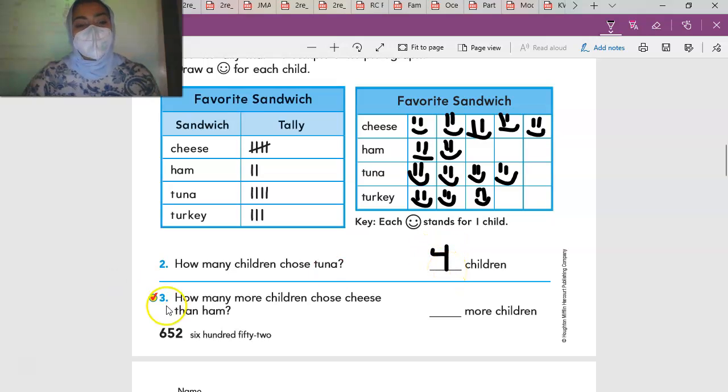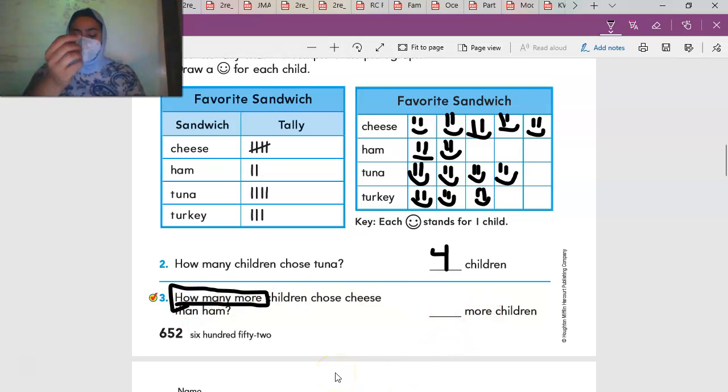How many more? Whenever you see a math question like that, it needs to be boxed. And if it's not boxed, I'm counting it wrong. Even if you do get the right answer, I'm still counting it wrong because I'm going to say you did not show your strategies.